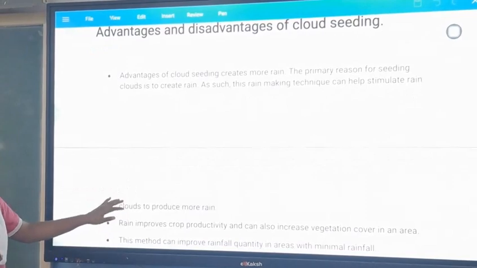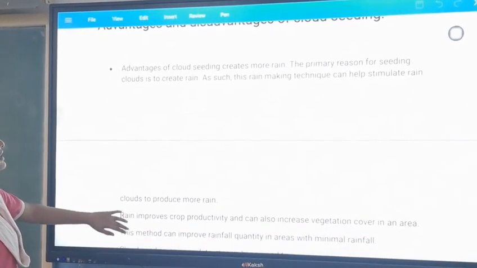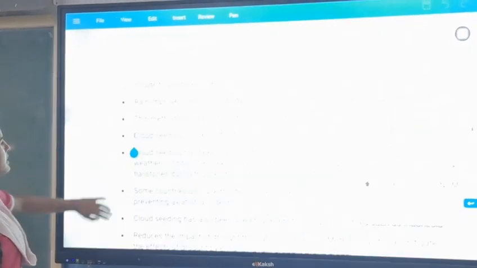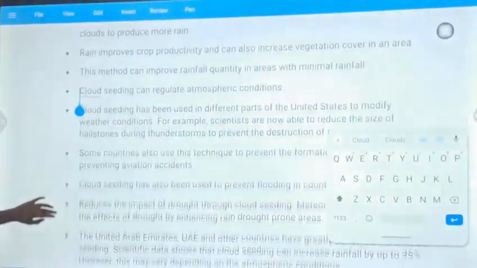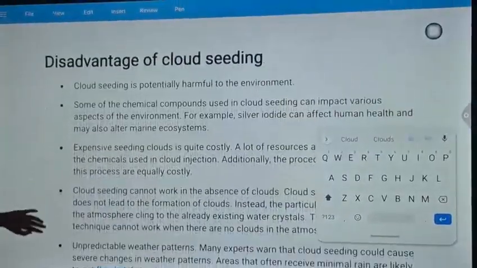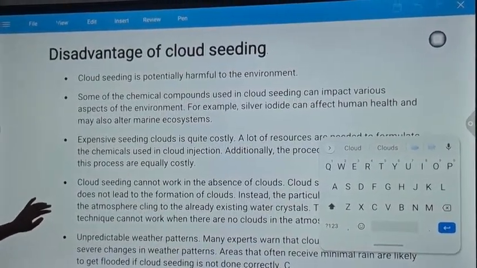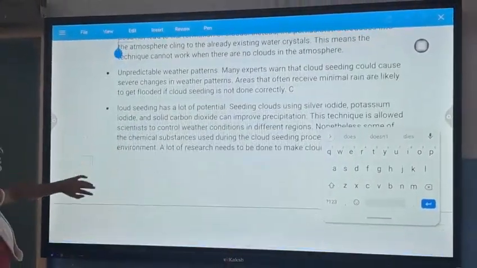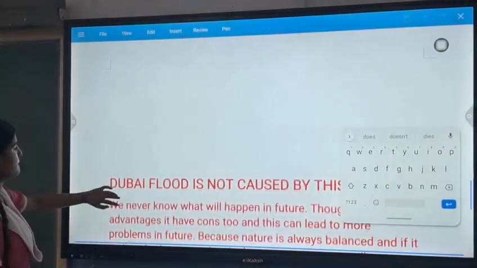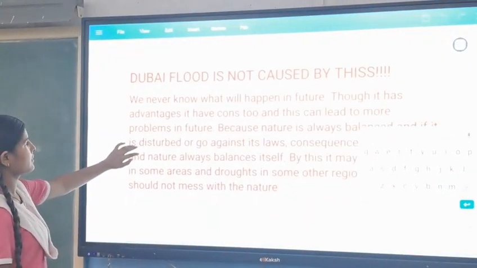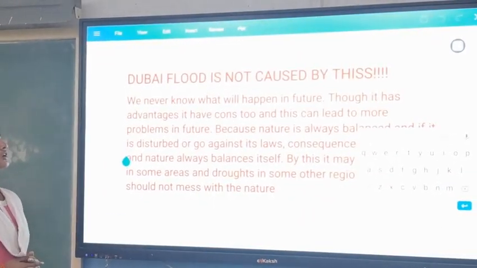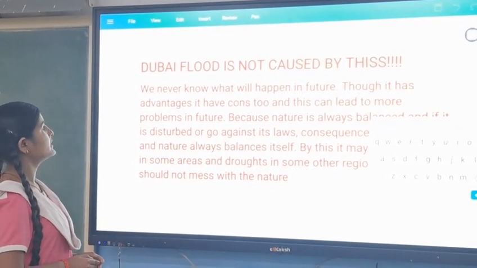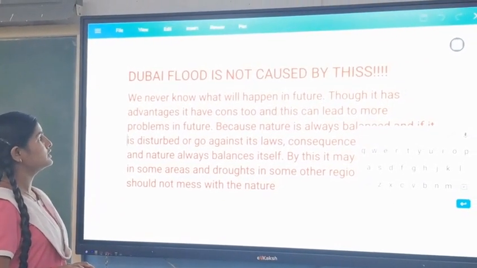There are some advantages and disadvantages of cloud seeding. Cloud seeding helps to create more rain and helps to increase crop productivity. And the disadvantage is it is potentially harmful to the environment. Dubai flood is not caused by this. We never know what will happen in the future. Though it has advantages, it has consequences too.